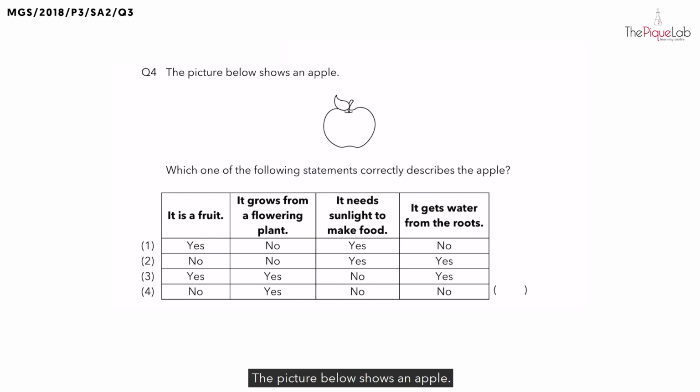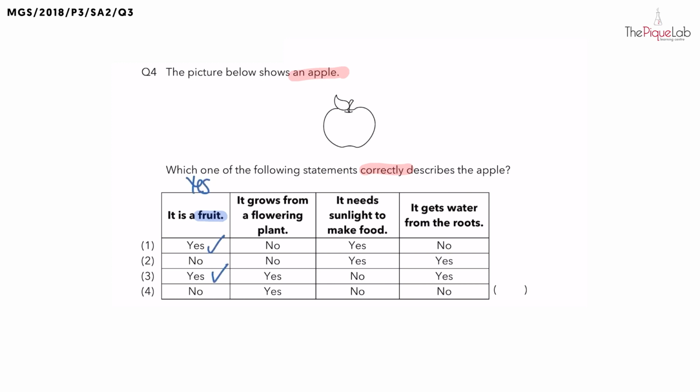Question 4. The picture below shows an apple. Which one of the following statements correctly describes the apple? As you can see in the options given below, there are 4 statements given to us. Let's take a look at the first statement first. It is a fruit. Based on your knowledge of an apple, is it correct that an apple is a fruit? The answer is yes, the apple is a fruit.